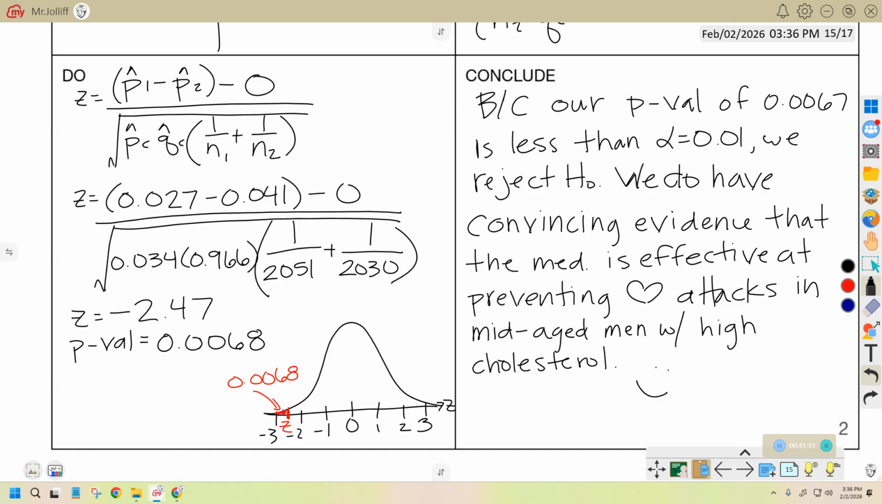Which is happy face as a middle-aged man with high cholesterol. I appreciate that there are meds that do that. I don't want to die today.